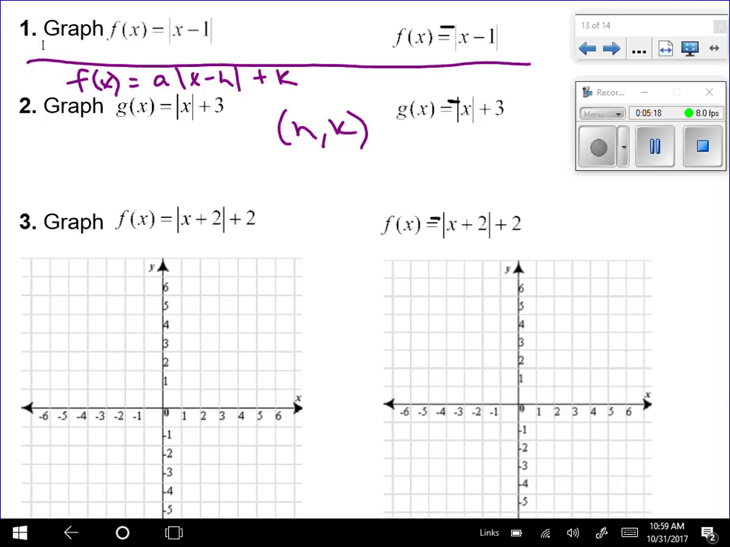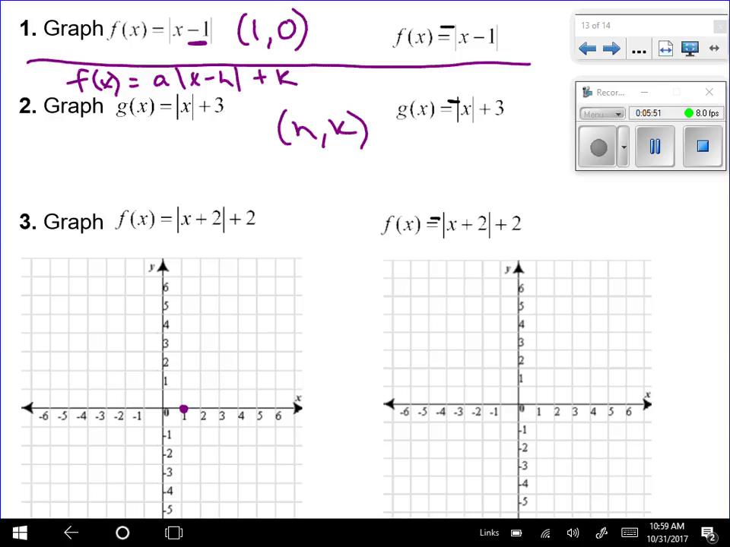So if we look at this graph to start, my vertex is going to be at, well, h is here, and there's a subtraction sign, so I'm going to leave it as positive 1, comma, and then there's nothing on the outside being added to it. So if there's nothing being added to it, I'm adding 0, so 1, 0. My k is 0. So I know my vertex is going to be at (1, 0). It moved it horizontally 1 space.